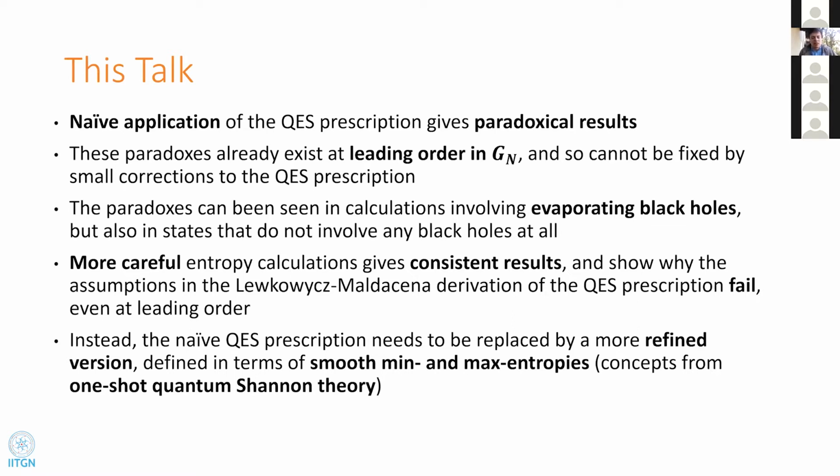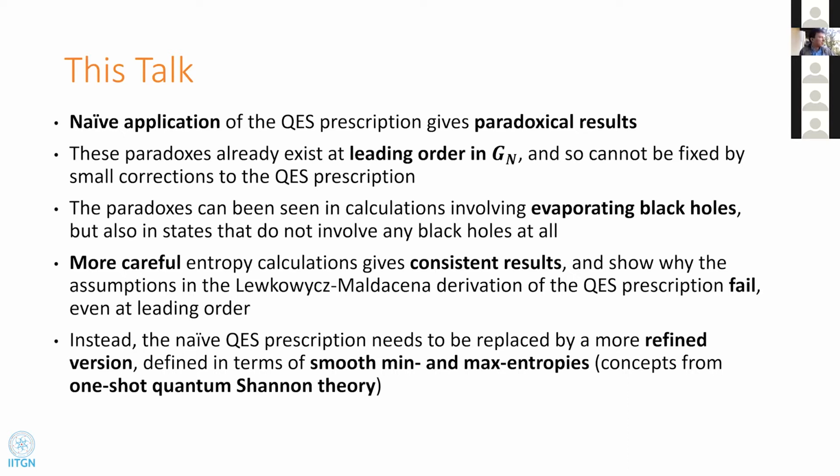So this leads us to a general set of results for what the naive QAS prescription needs to be replaced by, which we call a refinement of the naive QAS prescription. These results are defined in terms of what are called smooth min and max entropies. These are like the von Neumann entropy for many states, but in general they're not equal to the von Neumann entropy. They're a generalization of it.